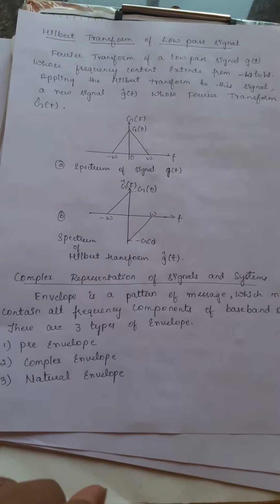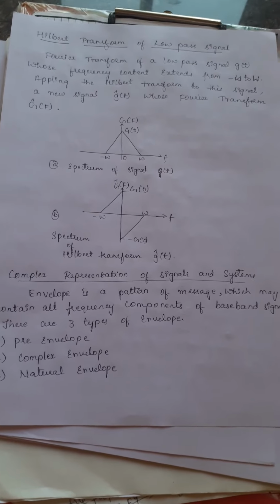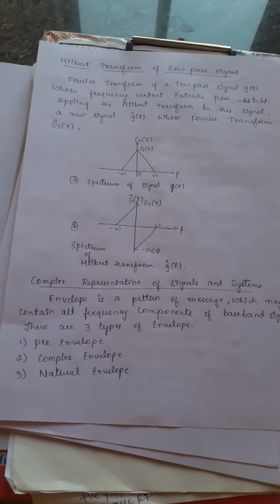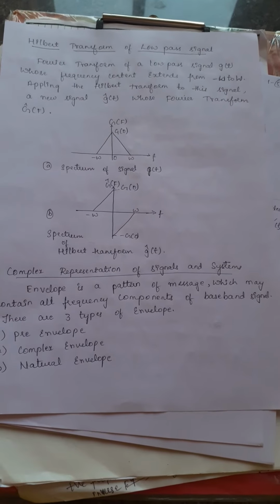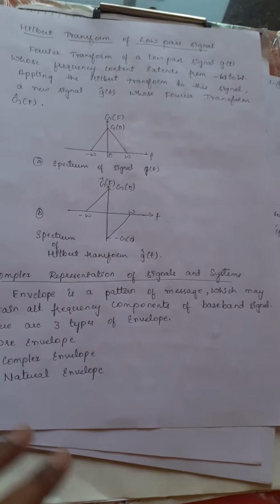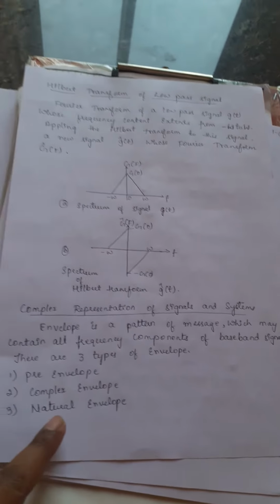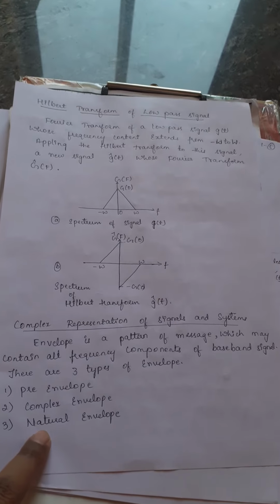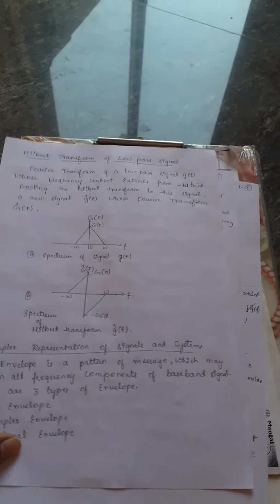Next concept is the complex representation of signals and systems. Here in the complex representation, the envelope is used. The envelope is a pattern or a message which may contain all frequency components of the baseband signal. Generally there are three types of envelopes, that is a pre-envelope, complex envelope and natural envelope.